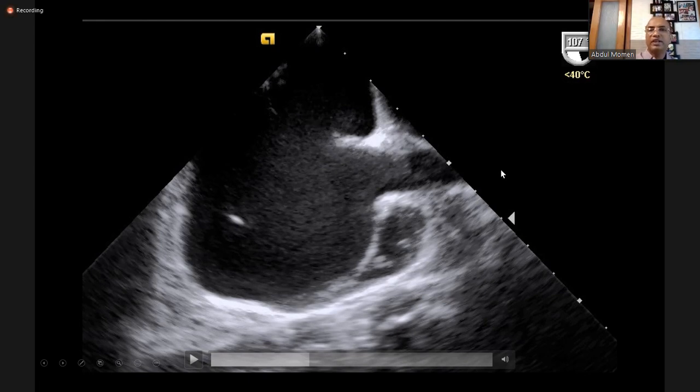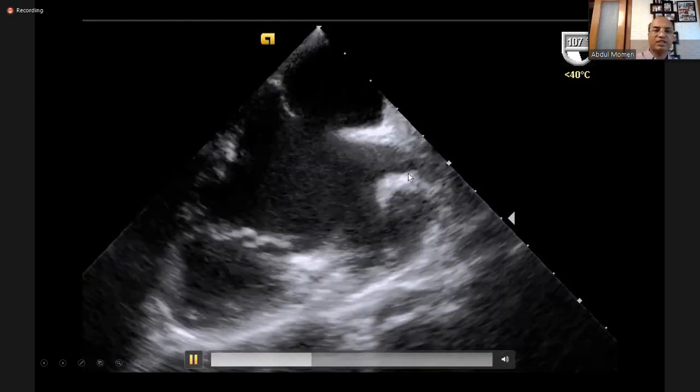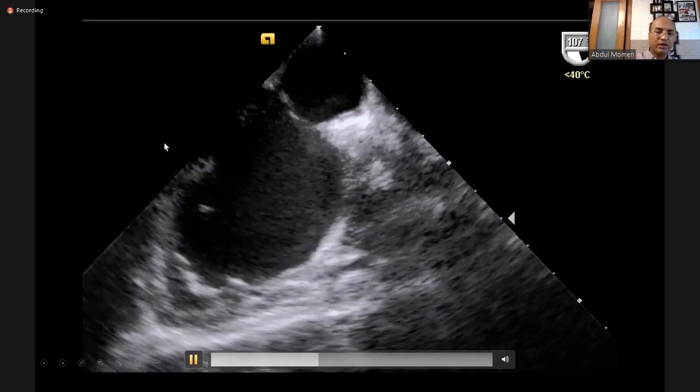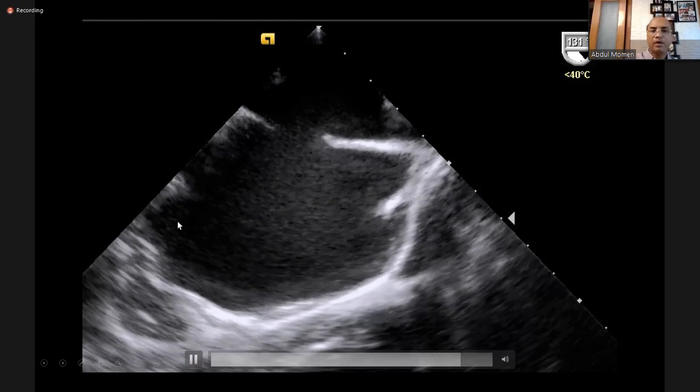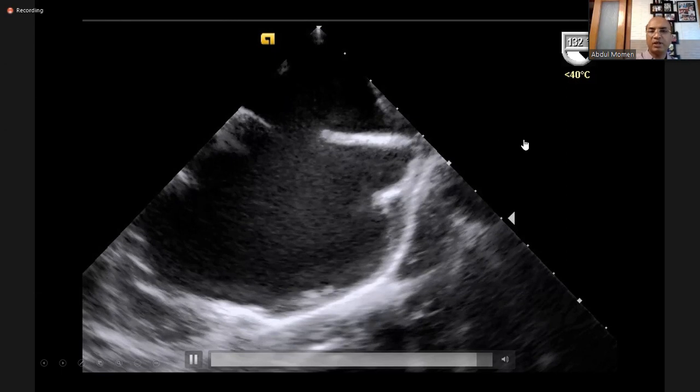So look at here the degrees. This is the angle. From 90 to 127, we are going throughout the site. We are rotating this, so this is not fixed. If you see here at 90 degrees, there are only a few views. But if you progress the degrees from 90 to 107 degrees, here is the good visualization of the ASD and the rims.